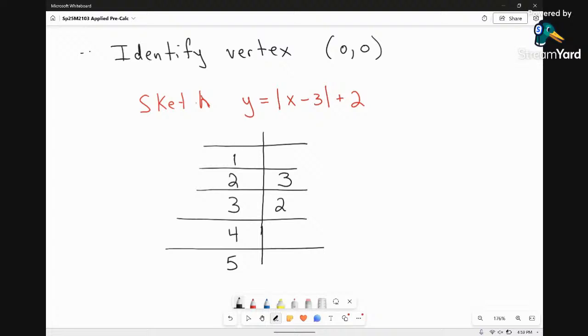Awesome. Just confirm that really quickly. 4 minus 3 is 1. Its absolute value is 1. Plus 2 more is 3. There's some symmetry going on there.